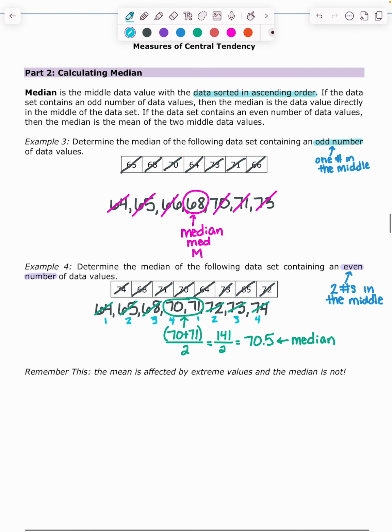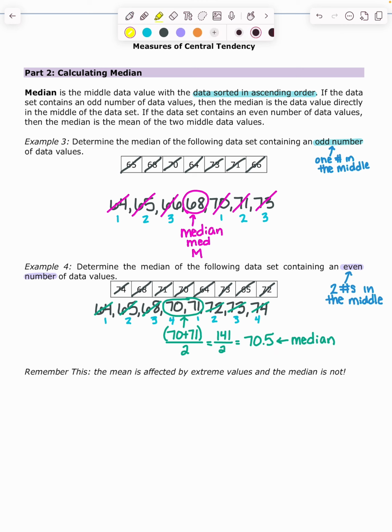If I come back up to the previous example, I have 1, 2, 3 numbers below 68, and 1, 2, 3 numbers above 68. That is a way that you can check to make sure that you have found the correct median. If you have an uneven number below and above, then you probably missed a number or you messed up your crossing out when you went to find the median.